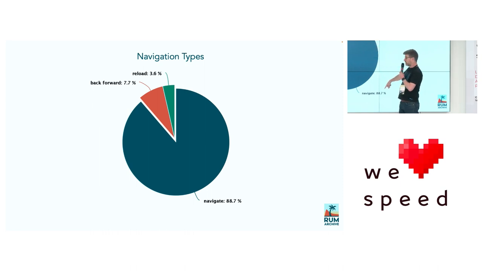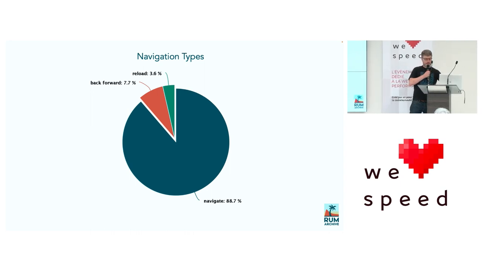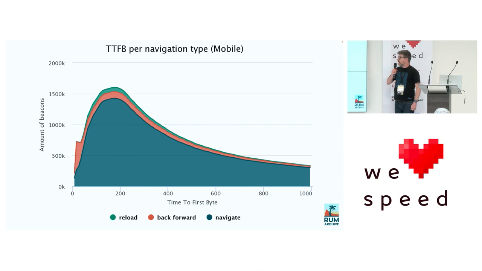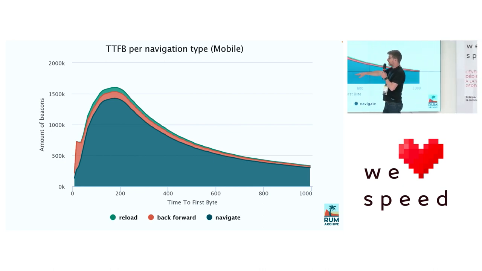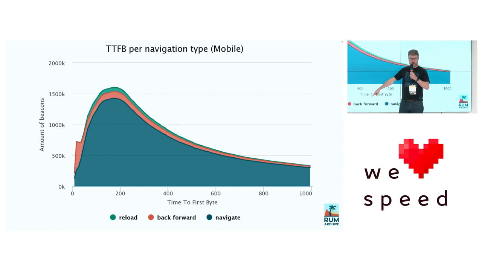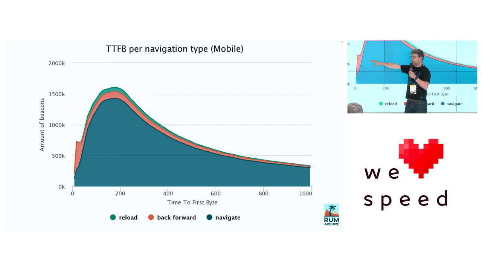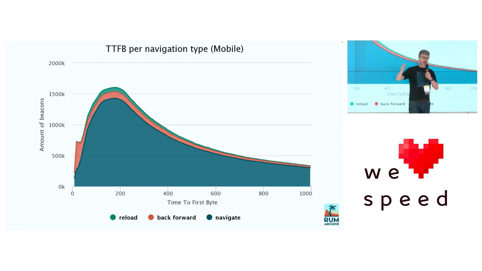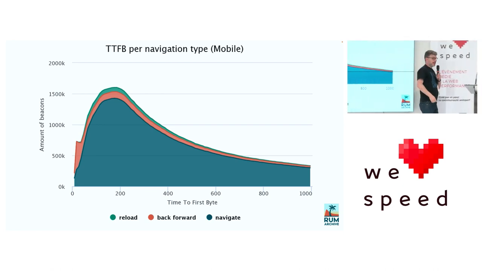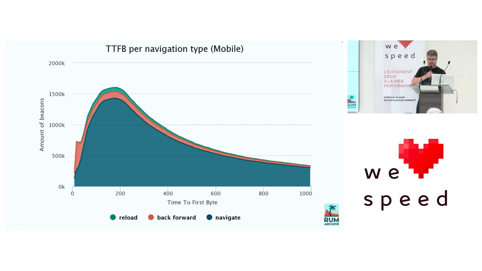You still see that the noise is, in this case, around 11 to 12%. So it's significant. Here you see a histogram, time to first byte, and then the amount of beacons. And what you see here, these back-forward ones, the orange, quite a lot of them are sitting here in these lightning fast connections. And this results in your median, your 75th percentile, actually looking better than it is. So always focus on navigation type equals navigate.